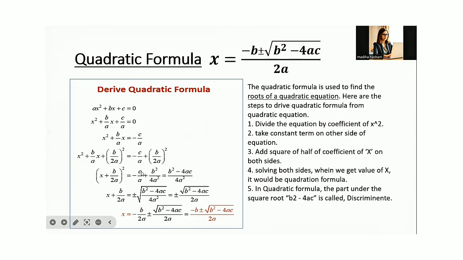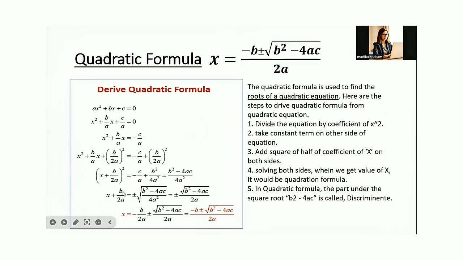here when we open the square, it would be b squared over 4a squared, and we take the LCM for a squared, and it is equal to b squared minus 4ac over 4a squared. Simple. Now to eliminate the square on any side, we have to take the square root of that side. And in an equation, it is the rule that when we do any operation on one side, it must be done on the other side.